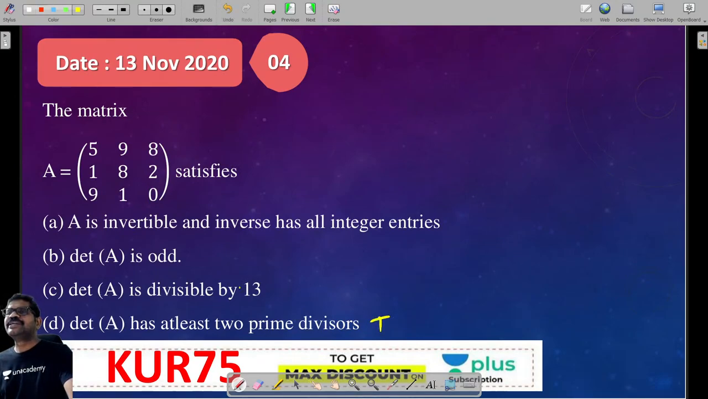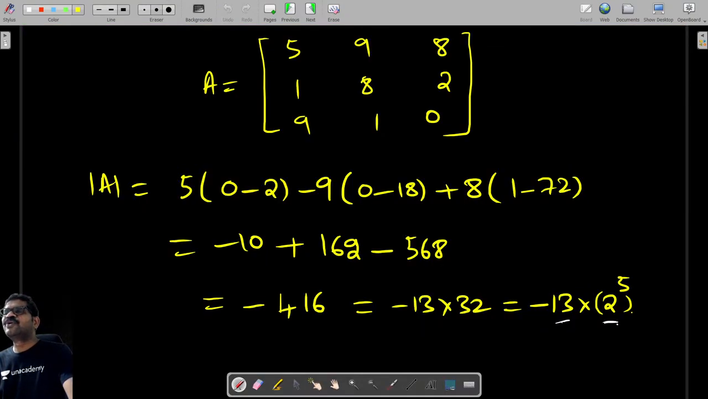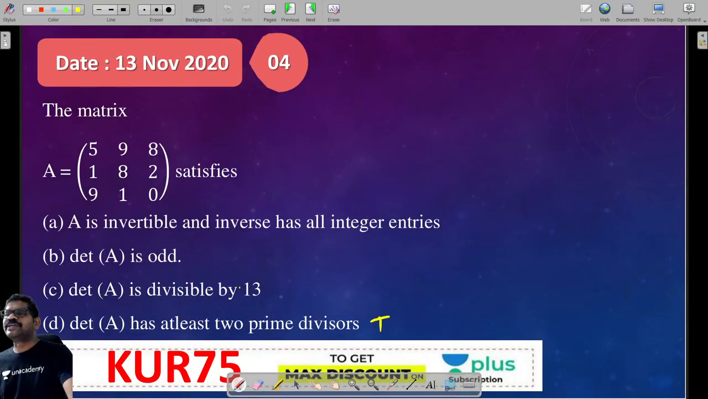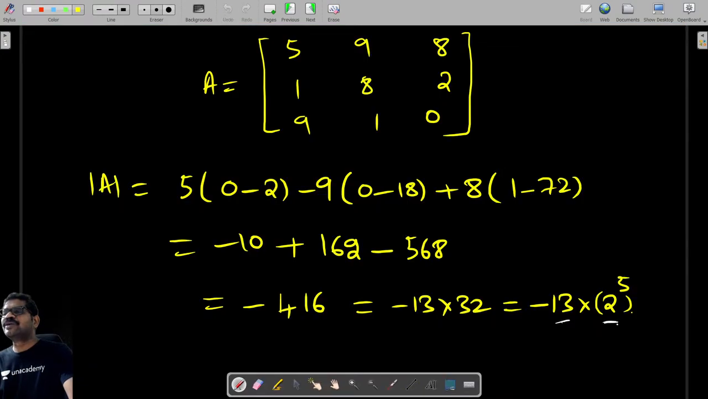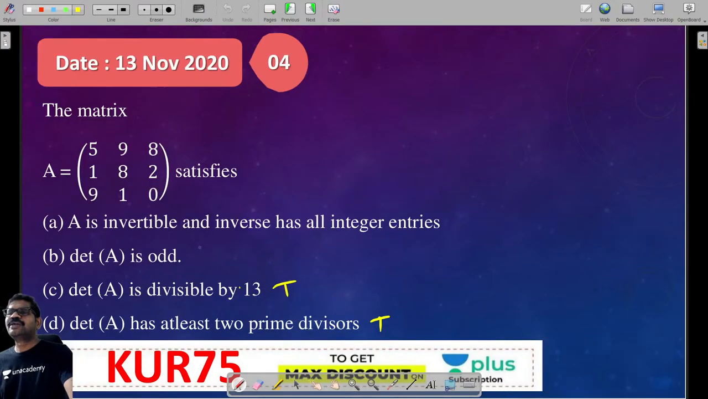It is divisible by 13 because one prime factor is 13. Therefore, det A is compulsorily divisible by 13. That is true. Det A is odd? No, it is not an odd number. Minus 416, so it is an even number. So, odd is false. A is invertible and the inverse has all integer entries. That is false. Invertible is okay, but inverse has all integer entries is false because you will get fractions.